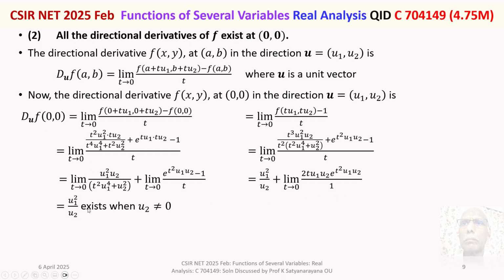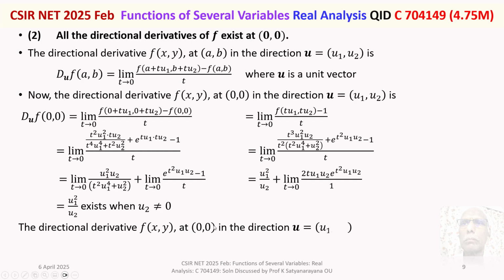Thus, this exists when u2 is not equal to 0, because u2 is sitting in the denominator. The directional derivative exists. So the directional derivative of f(x, y) at (0, 0) in the direction of u = (u1, u2) exists when u2 is not equal to 0. So what happens when u2 is 0? Will the directional derivative exist even in that situation also? Let's discuss that in the next slide.